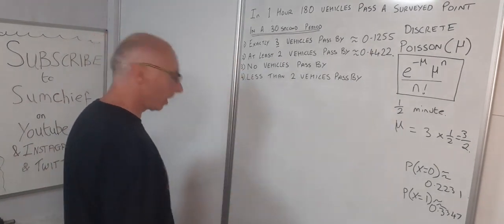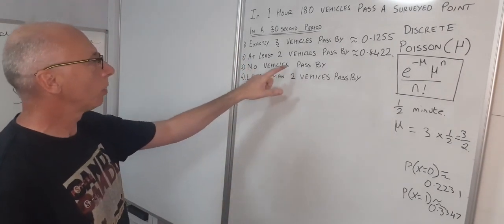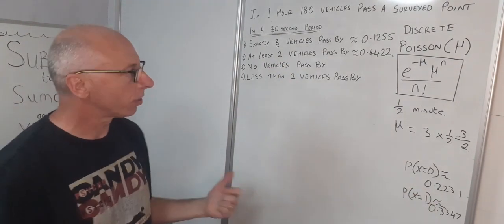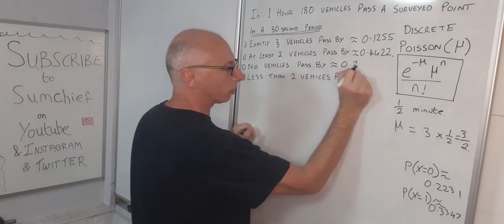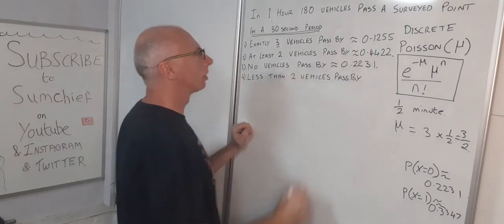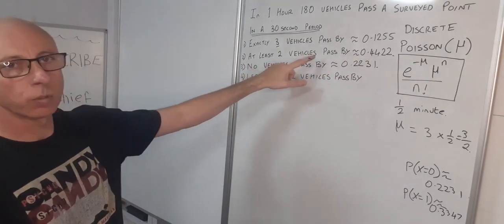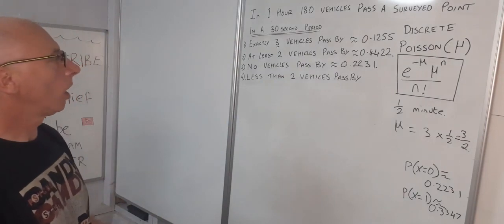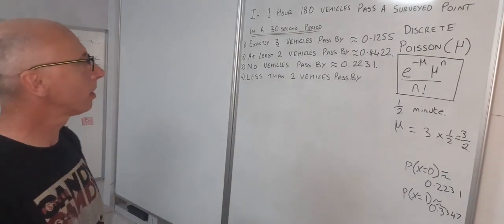Okay, now question 3, no vehicles pass by. Well, we worked that out in the previous question. So 0.2231, so that's easily solved. So that's approximately 0.2231. So it's almost twice as likely for 2 vehicles or more to pass by than no vehicles to pass by. Okay, so now we've got less than 2 vehicles pass by.